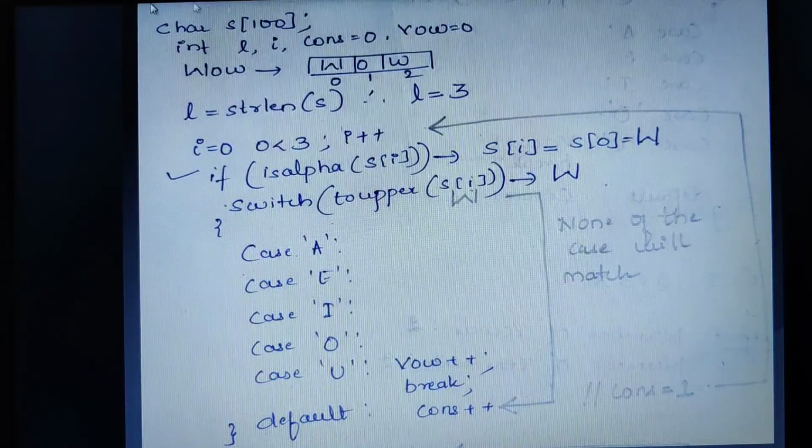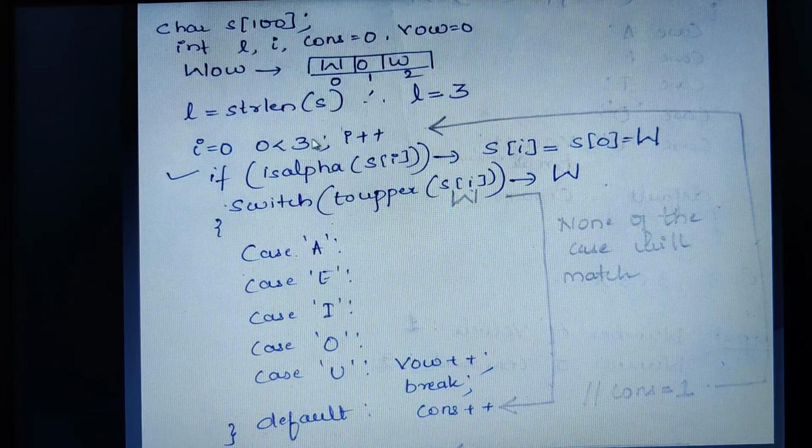S is the name of the given string, along with L, I, consonants and vowels, as I have already explained. Now let me take the input "wow" as the given string. First we find the length of the given string, so L becomes 3. I is 0; 0 is less than 3, and I plus plus. This is the first iteration where I equals 0, and 0 is less than 3.